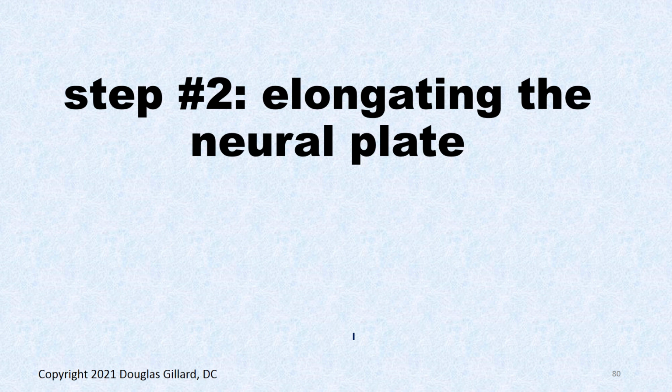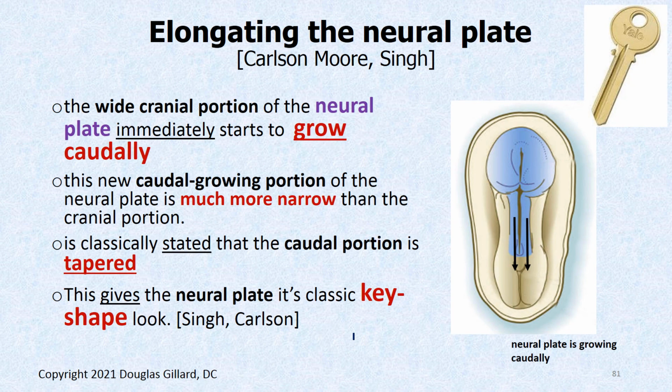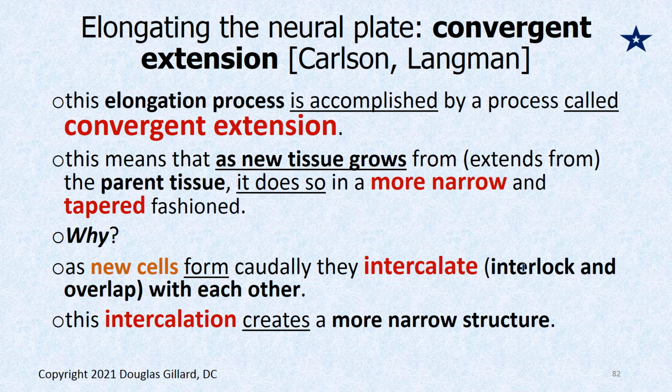Step 2 was to elongate the plate and make it key-shaped. And so this neural plate is going to look like a key. That's exactly what we'll do next. And so what's the deal? How does that happen? So the wide part of the neural plate immediately starts to grow caudally. So these cells start to migrate down, almost like 2 kind of notochords going on. But they never get nice and wide like the neural plate does. They stay more narrow. And the question is, why do they stay more narrow?